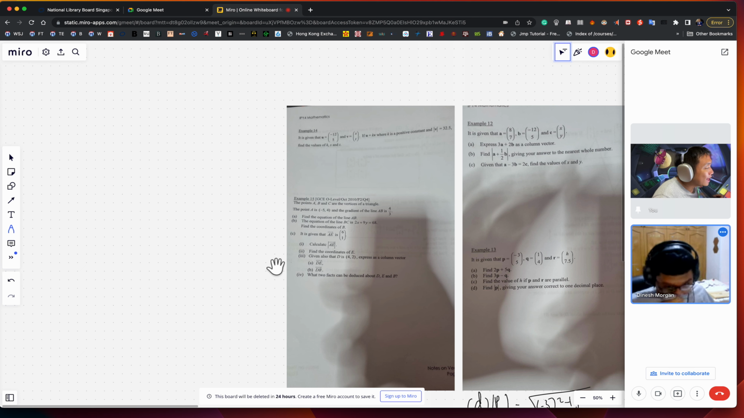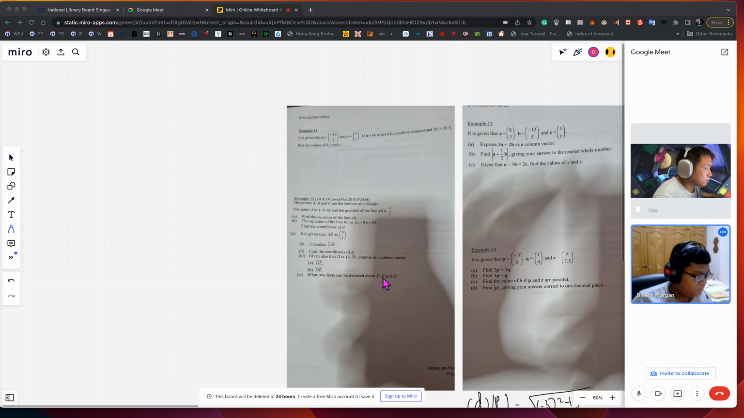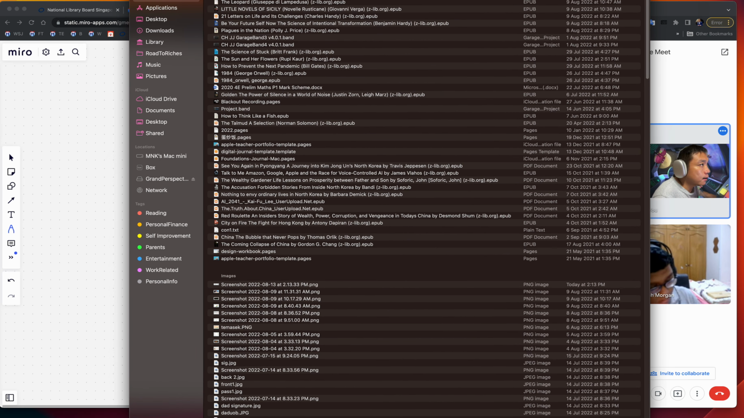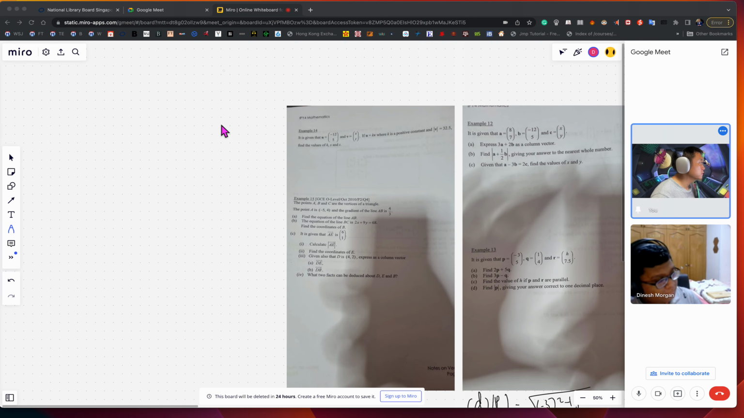Actually, we should go to that part, the application of vectors and coordinate geometry. So we're skipping translation? Is translation a chapter on its own? No, it's like a mini chapter. Translation is part of this. I mean, vectors, then translation, and then the application of vectors and coordinate geometry.